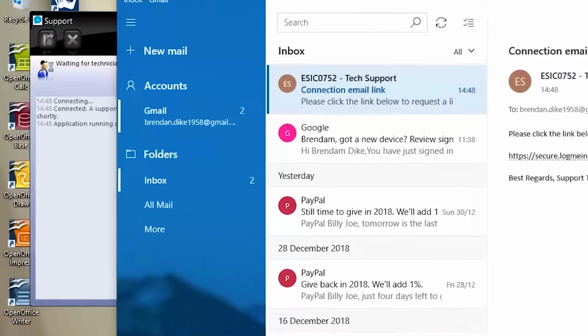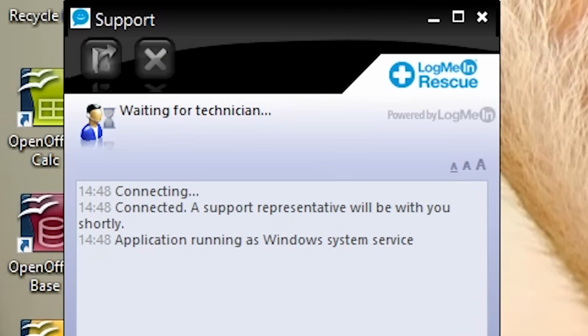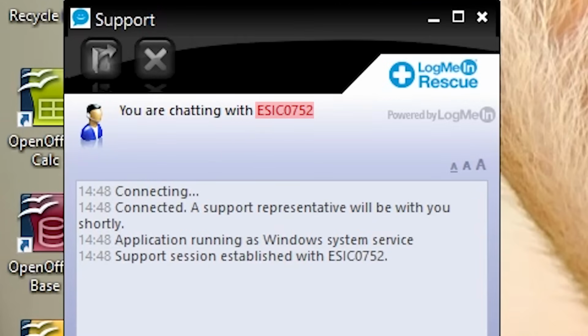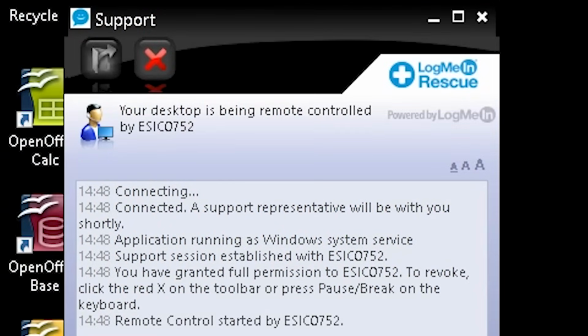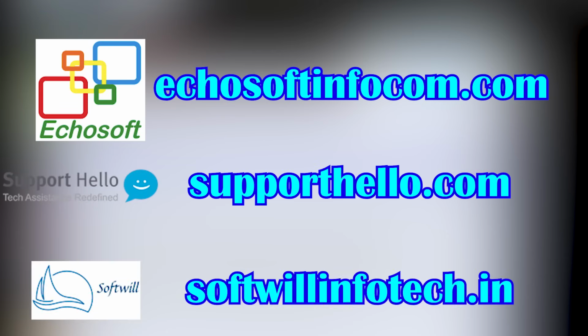When I got through to ReImage's support desk, I was speaking to somebody called Sadder. Sadder's employee ID was clearly visible whenever he joined to my computer. The ESIC, as it turns out, stands for Ecosoft Infocom. They also use the names Support Hello and Softwill Infotech.